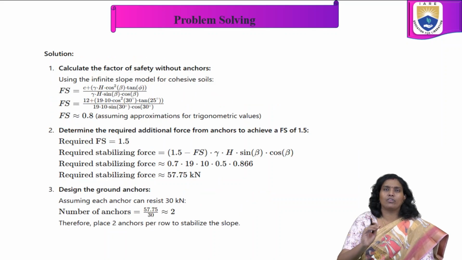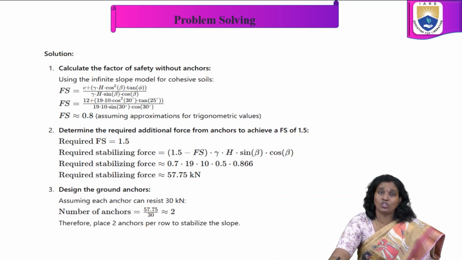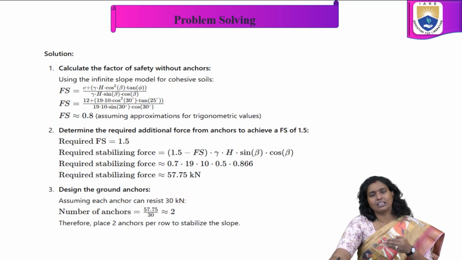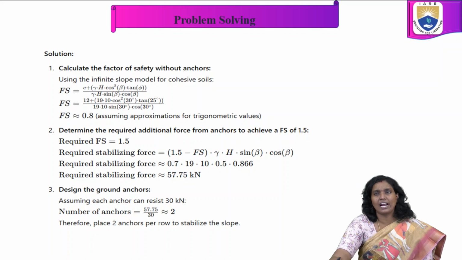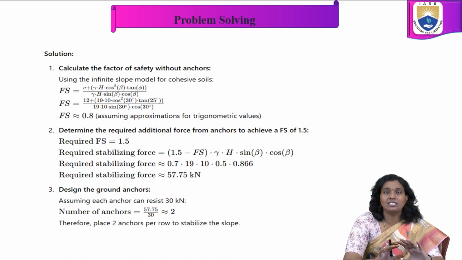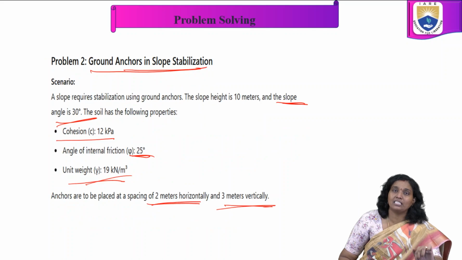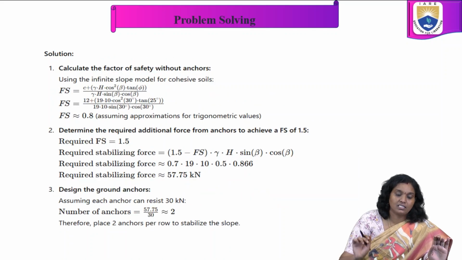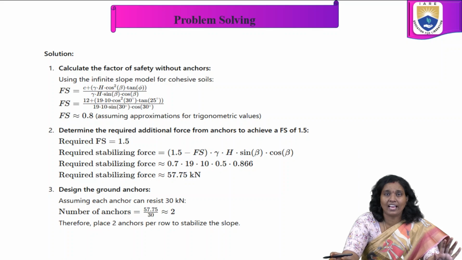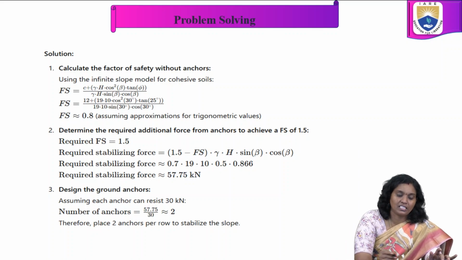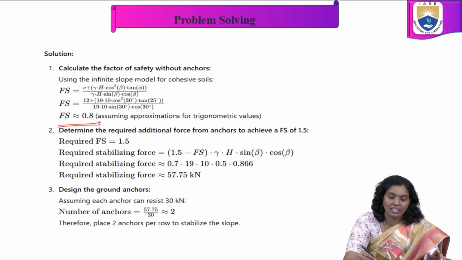For this, we are going to calculate the factor of safety without anchors, determine the required additional force from the anchors to achieve a factor of safety of 1.5, and also design the ground anchors. These are the calculations we are going to understand in this scenario. First, calculate the factor of safety without anchors. Using the formula, after doing all the calculation, we get a factor of safety equal to 0.8.